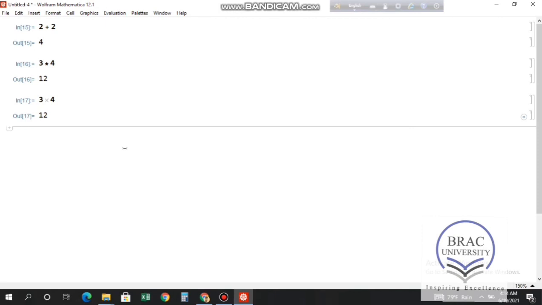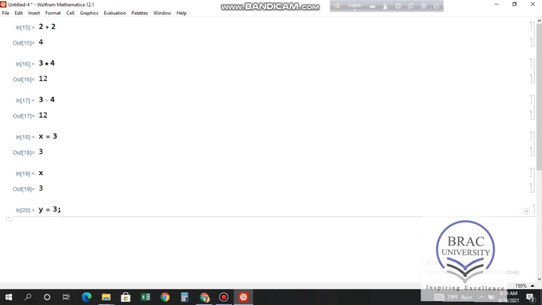Now let's see how you can define variables in Mathematica. Let's write x equals 3 and press shift enter. Then the value of x will be defined as 3. Now again, if you just write x and press shift enter, you can see the value of x is 3. Now if you write y equals 3 and put a semicolon at the end, it will suppress the output to the screen, but y will still be defined as 3.